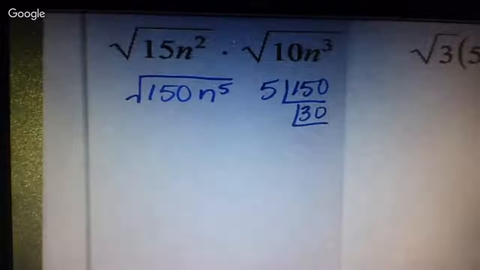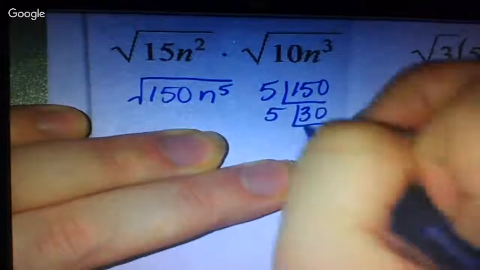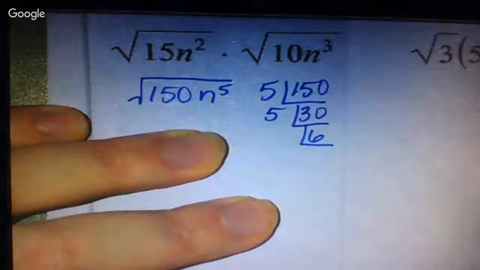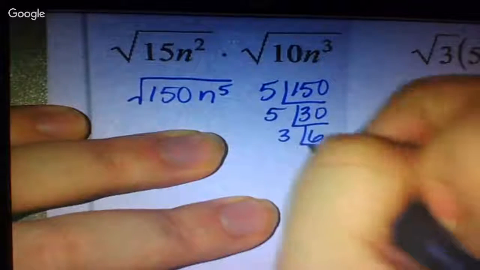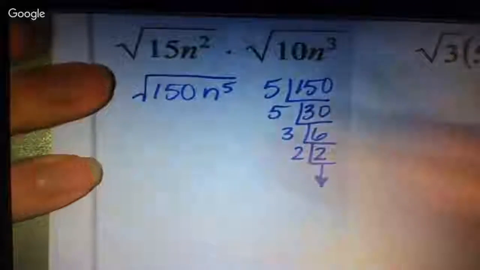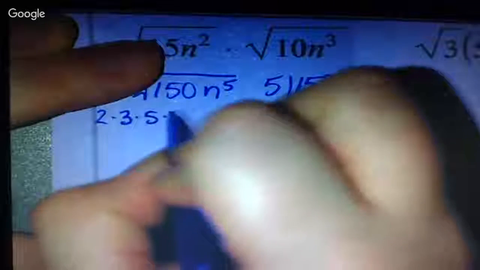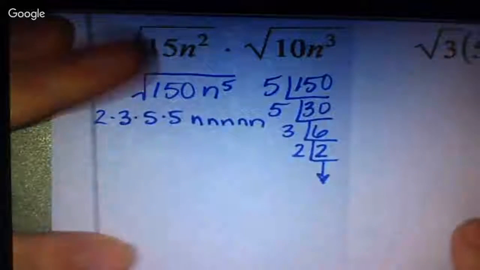Okay. You said what now, Muhammad? 5 again. That leaves me with 6. What goes into 6? 3 and 2. 2 and 1. So we've got 2 times 3 times 5 times 5. And don't forget my 5 ends.